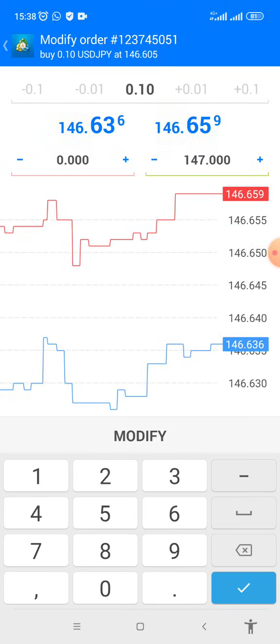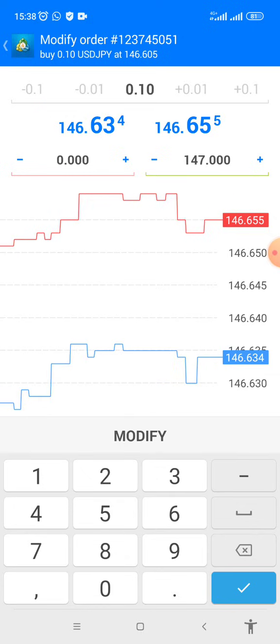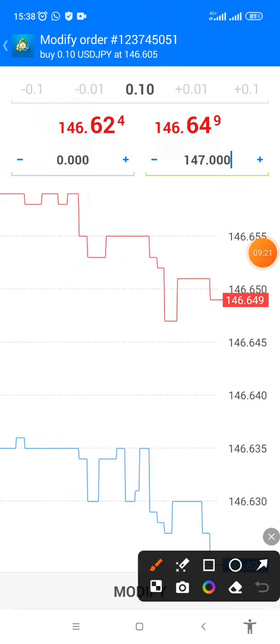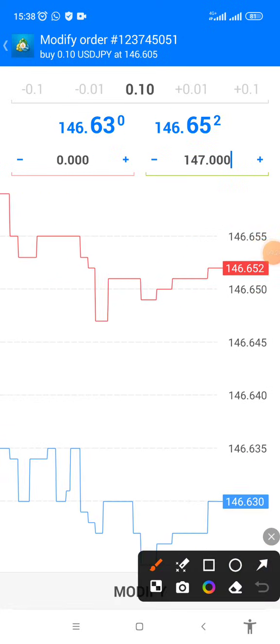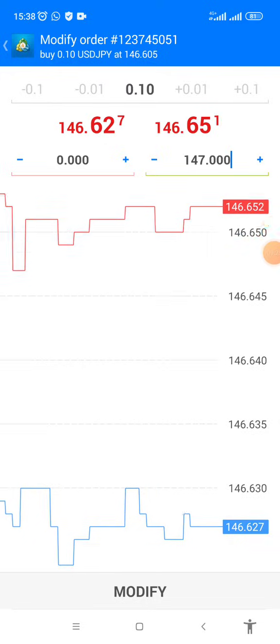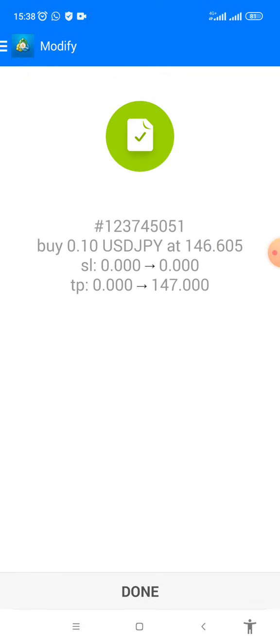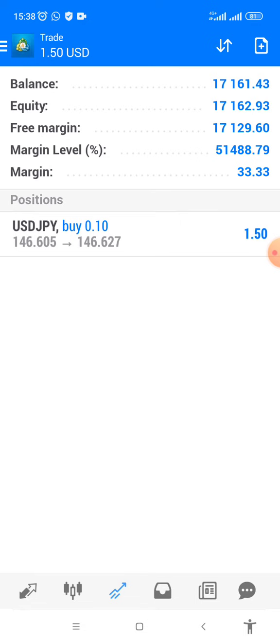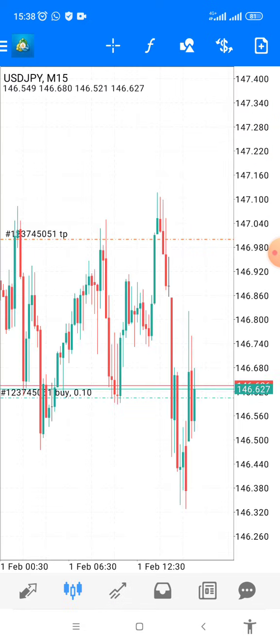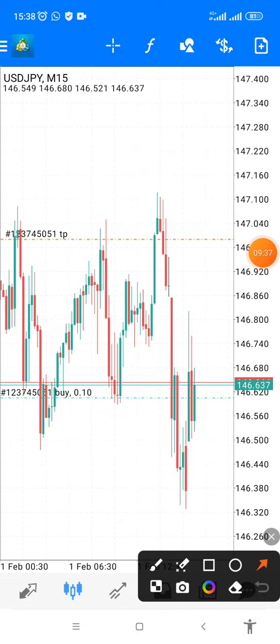Then you click on what? Modify. So you see the modify below in the middle there. This modify, you click on it, and then the trade will be modified. So you click on modify. Now you have modified your trade, and your TP is set. Now the line you see up there is your TP. This red dotted line you see up there, that is your TP.